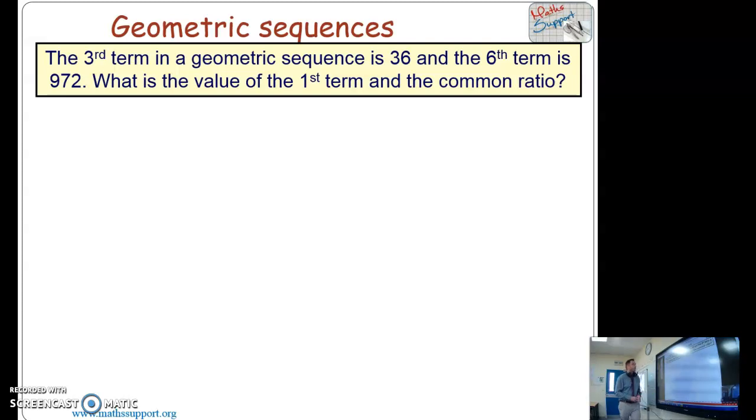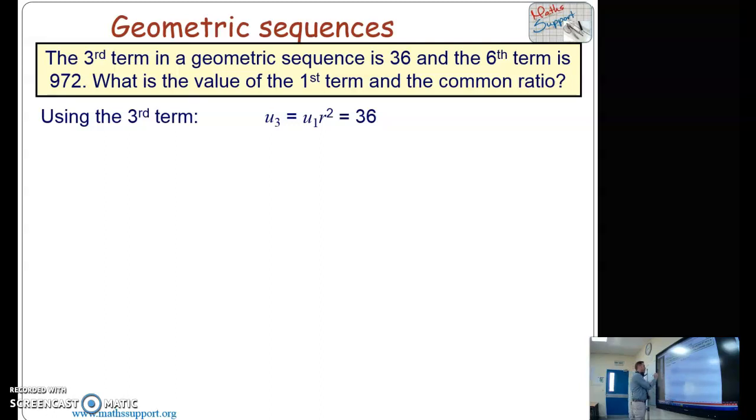So, third term in a sequence is 36. Sixth term is 972. Well, we need to find the first term and the common ratio. Let's substitute some numbers into our general formula, our nth term. So remember that it was u1 multiplied by the ratio to the power of n minus 1. Okay, that is our general formula.